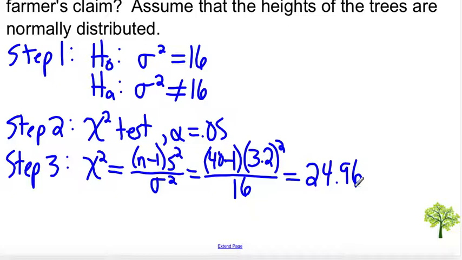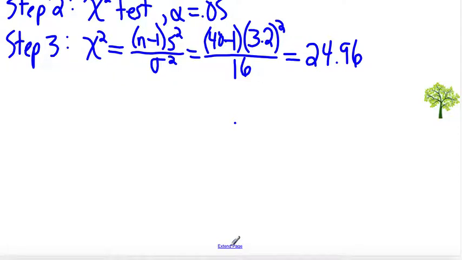Okay, so now we need to compare this to something. We need to do our rejection regions. So we have a two-tailed test. Since it's not equal, this is a two-tailed test, and our degrees of freedom is 39.